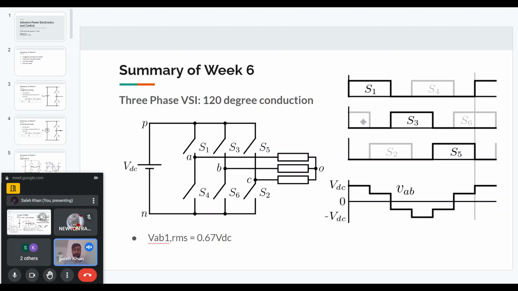So we can see that S1 and S2 are on, so we will get the VDC voltage across AC. If we assume that the load is balanced, so all the loads have the same impedance, then half the voltage will be across VAO and the other half will be across VOC. Point B will be just connected to the O point because there is no current here. So the voltage across AB will be VDC by 2.